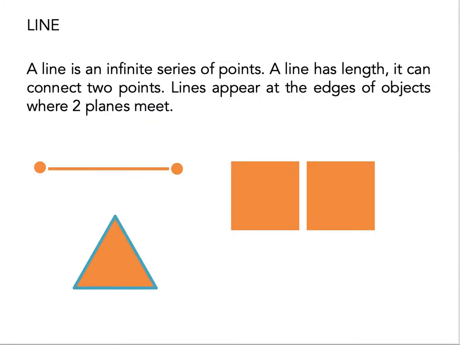Then a line is an infinite series of points. A line has length, it can connect 2 points, and lines appear at the edges of objects where 2 planes meet. It is important to remember, point is really the building block of a line, and a line is really the building block of planes. But these things all connect, and as we start looking at how we use them in our designs, you're going to notice that there's a lot of overlap, and we really leverage and apply these different principles and elements to create the dynamic designs that we're striving to create.